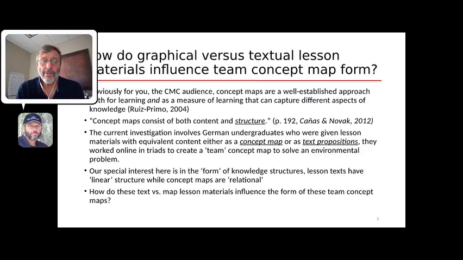we took data from two existing studies. In one study, concept maps were used as the lesson materials, and in another study, text propositions that were exactly the same as the concept maps were used. In this way, we have two different kinds of lesson materials, and we will look at the structure of the concept maps that are generated from these two different approaches and see if our measurement approach can measure it, and also what team concept maps look like that are derived from other concept maps as opposed to derived from textual materials.